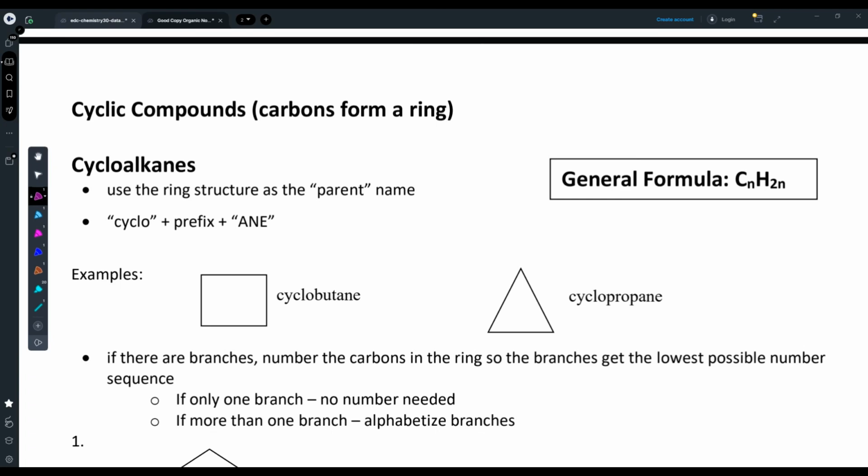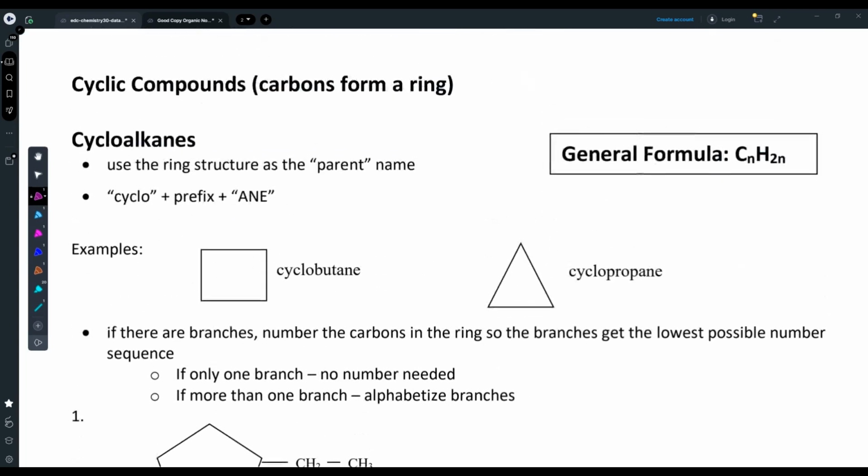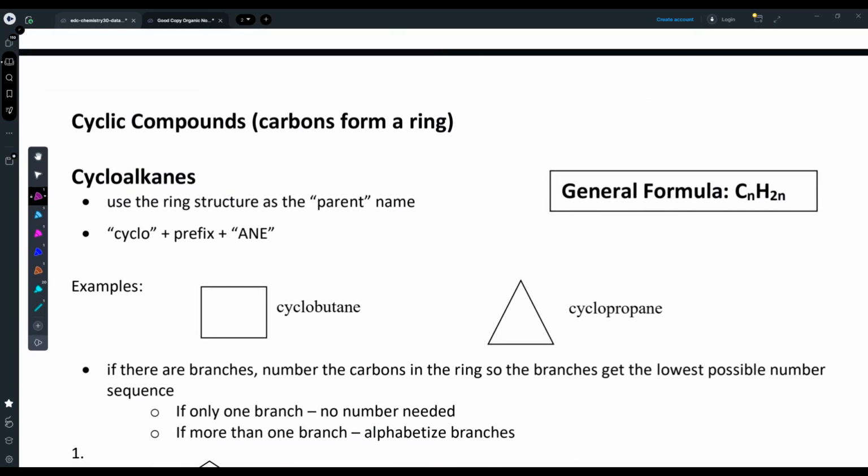Naming is the harder one, but please know that you're going to be expected to know how to name cycloalkanes as well as cycloalkenes, and you're going to have to know how to draw both of them as well. Although for these notes, they do focus on naming because that's the harder skill of the two. First things first, the general formula for a cycloalkane is CnH2n. So you're going to have double the amount of hydrogens compared to carbons there.